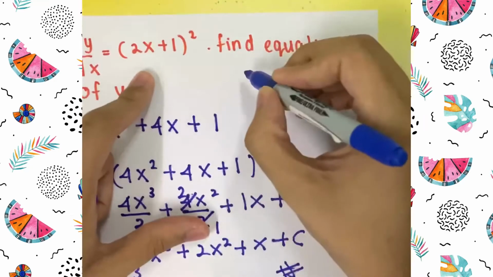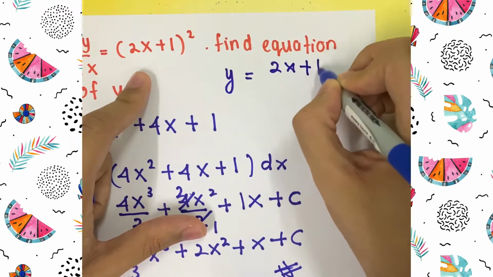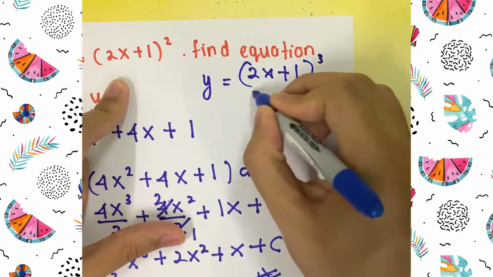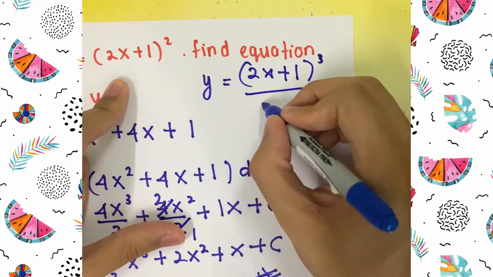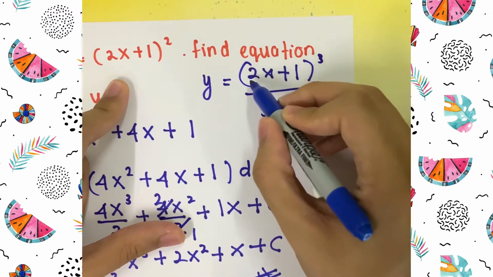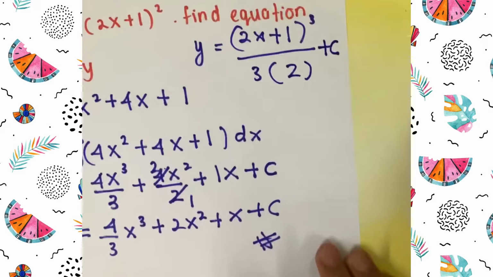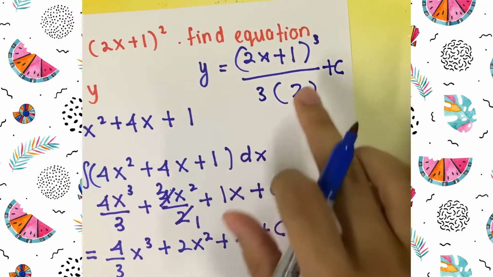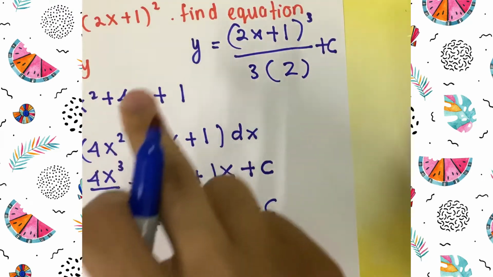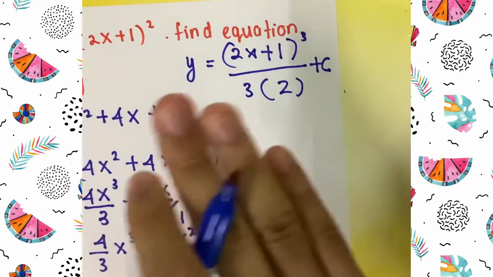What you can do is that y equals 2x plus 1. 2 plus 1 is 3 over 3 times 2x plus 1, differentiate, you get 2 plus c. So this is equal to this. So you can either do this one or you can do this one. It is totally fine. Okay.